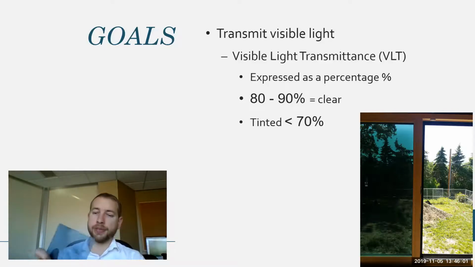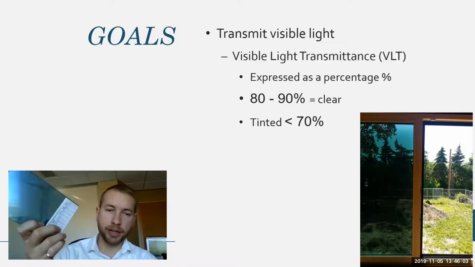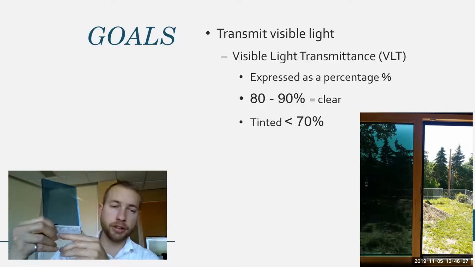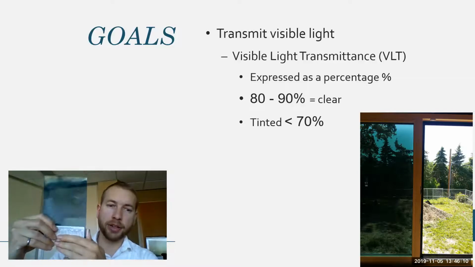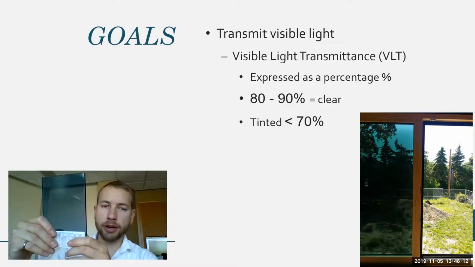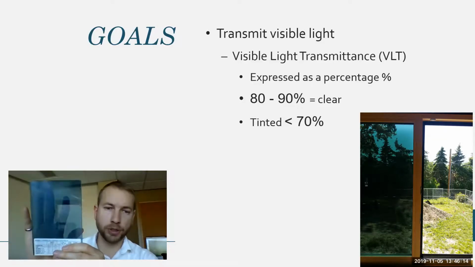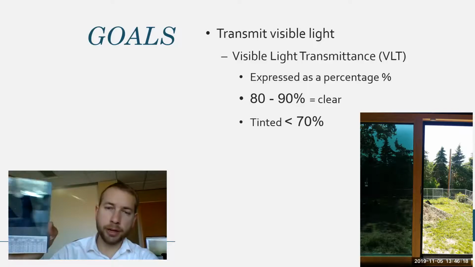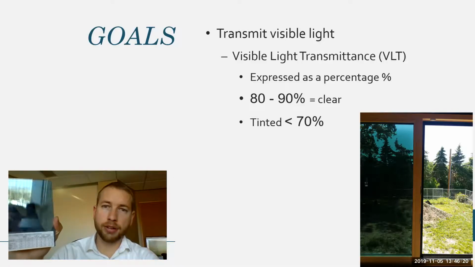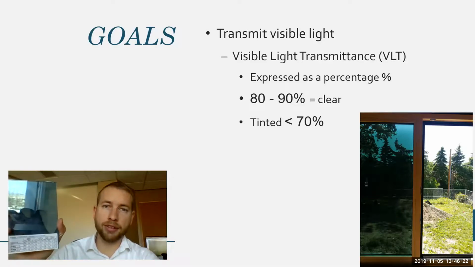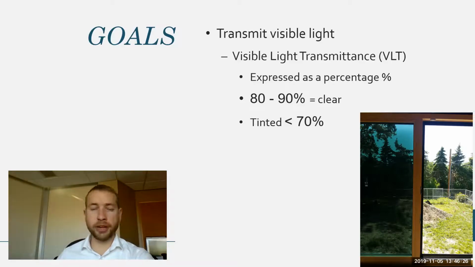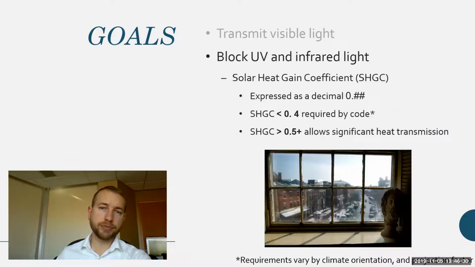For example, I've got this sample piece of glass here. On the bottom are a whole bunch of numbers that list its properties, one of which being the visible light transmittance. I believe this is in the 0.3 range, and you can see it's a very dark blue tint on it. And that means that 30% of the visible light rays are allowed through this and 70% are blocked or reflected off of it. Okay, so that's step one, VLT. That's one metric to keep in mind.